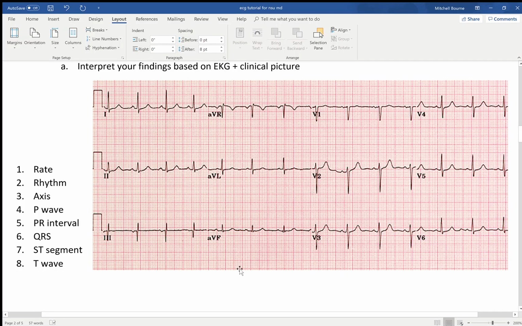Okay, so here's 4 quick EKGs. We're just going to go through this simple system on the left. Rate. So we want to know the patient's rate. Are they slow, fast, or normal?